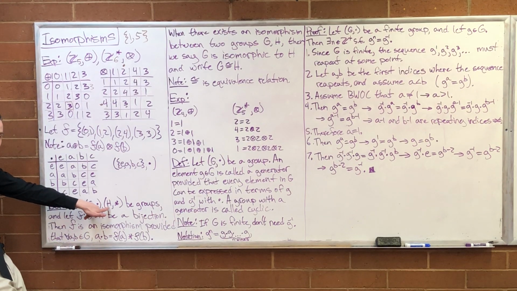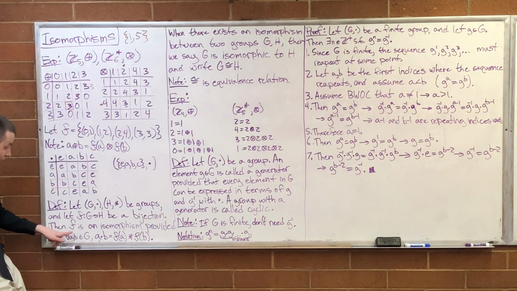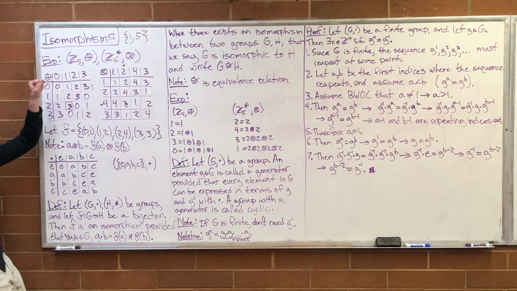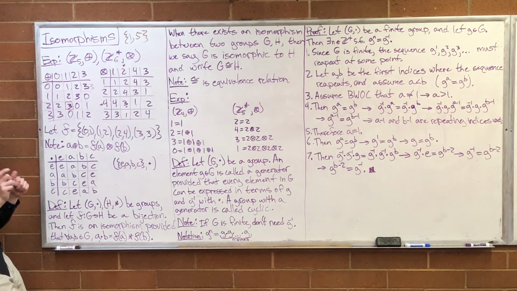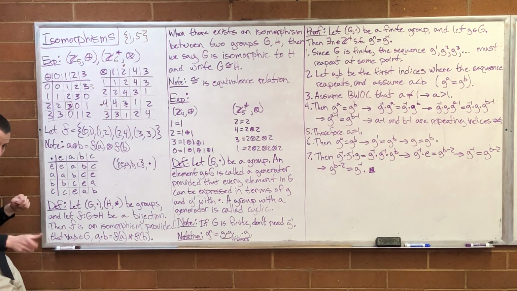Notice that those are the sets that we're defining groups on. Then F is an isomorphism. Notice the function is what we call an isomorphism. We call the groups isomorphic. The function that maps one to the other is called an isomorphism. Right? Isomorphism, talking about the function. Isomorphic, talking about the relationship between the groups.